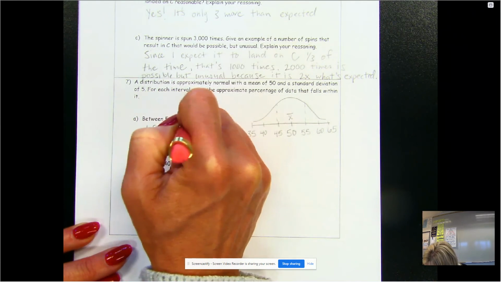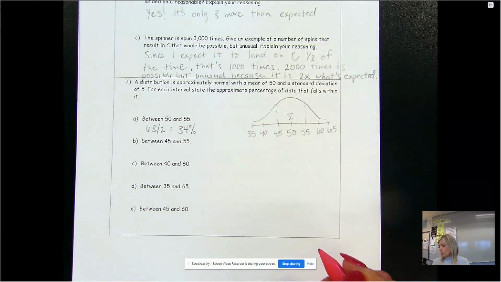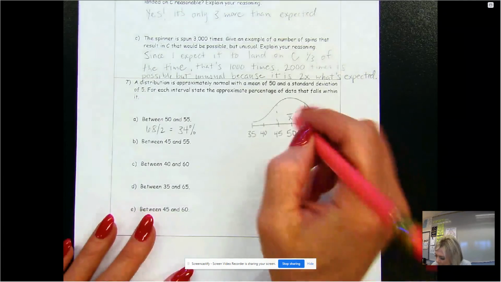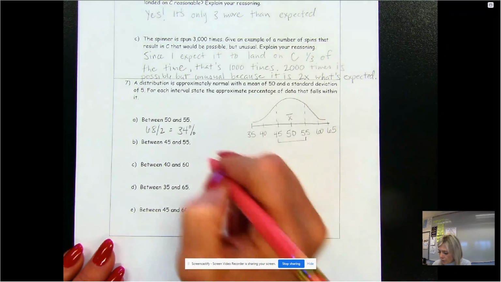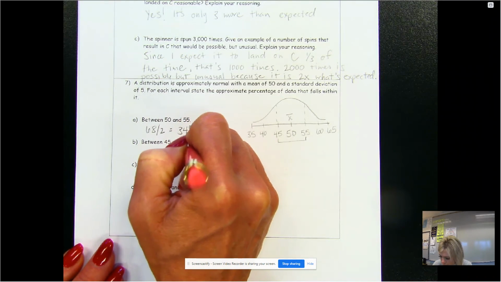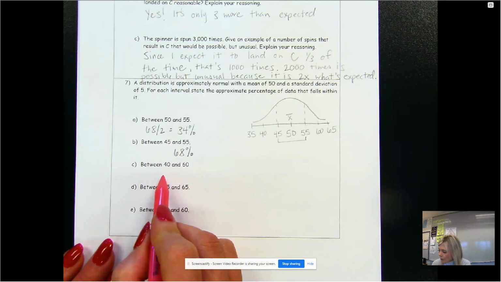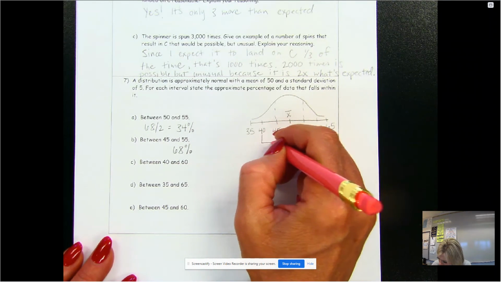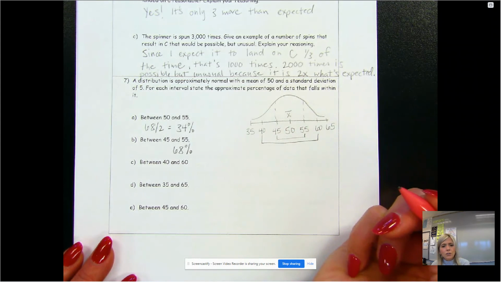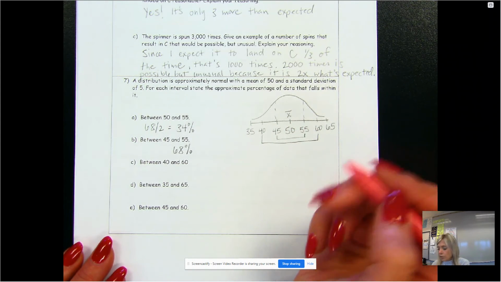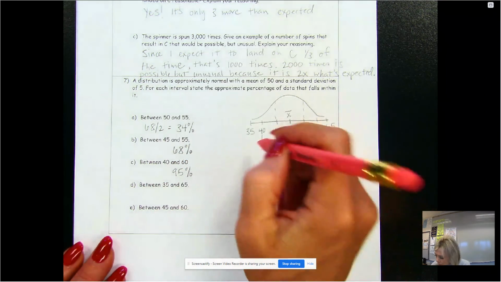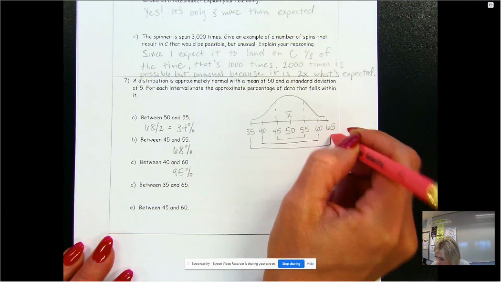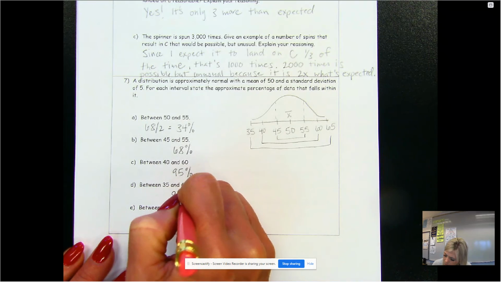All right, between 50 and 55, that's half of the 68% interval. So 68 divided by 2 is 34%. Between 45 and 55, that's all of the within one standard deviation of the mean interval. That's the whole 68%. Between 40, which is at minus 2 standard deviations, and 60, which is at plus 2 standard deviations, that's 95%. Between 35 and 65, that's the whole 99.7%.